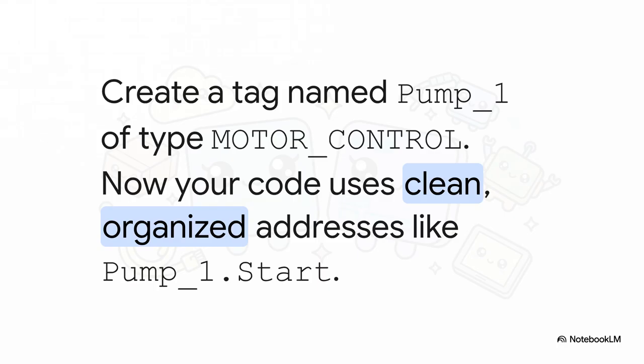You create a new tag, call it pump_1, and tell the software its type is motor control. Boom. Instantly, all that data, start, stop, speed, is neatly organized under that one name. Your code becomes so much cleaner. You're writing pump_1.start, not some cryptic B3 address.